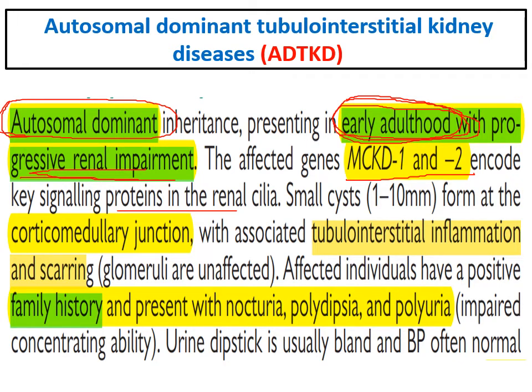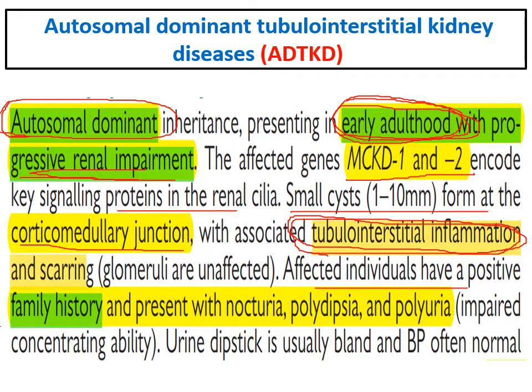Usually it is manifested in imaging by a small cyst at the corticomedullary junction. It is usually also like nephronophthisis, characterized by severe tubulointerstitial inflammation and scarring. Usually, the affected individuals have a positive family history.